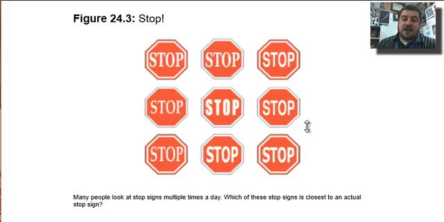Here's an example of failure to process information. Which of these stop signs is correct? You see a stop sign probably every day, yet most people could not tell which one of these is correct. By the way, it's the one on the middle right.